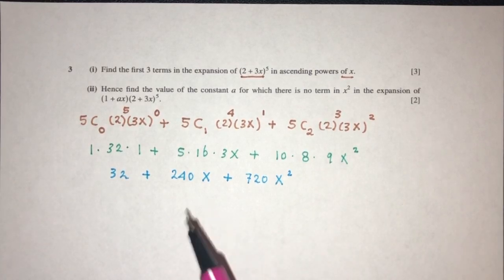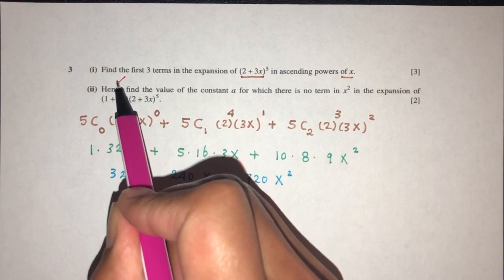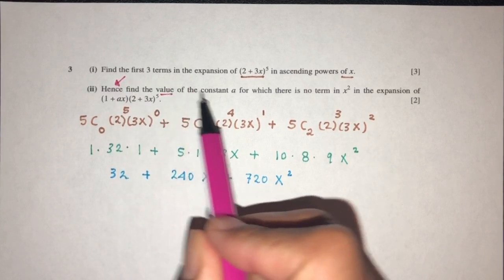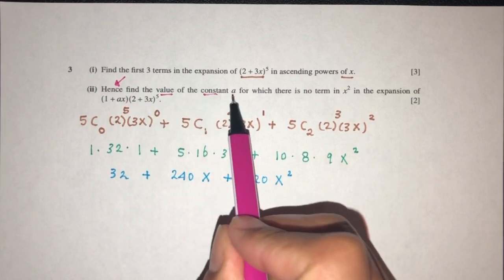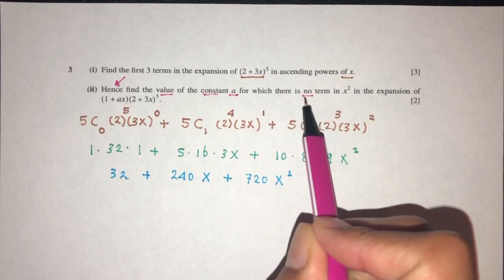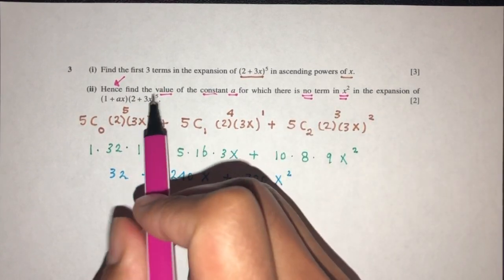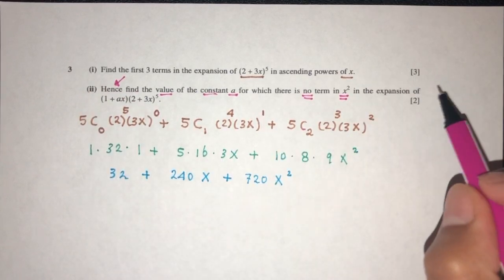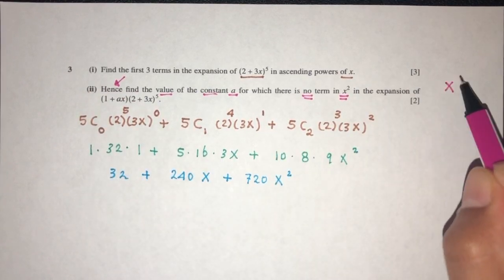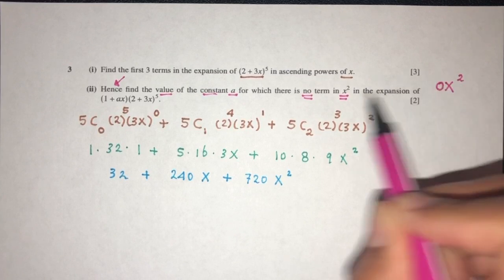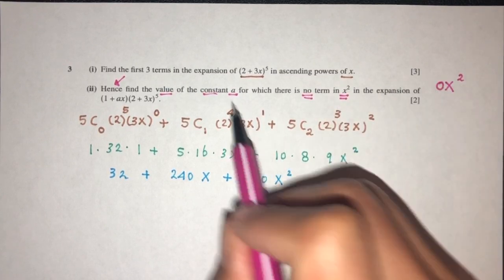Now part 2, hence it means we have to use the value from part 1. Find the value of the constant a for which there's no term in x squared in this expansion. It means that when you expand this whole thing, you will have a term x squared, but it will be 0 here. So nothing, no term in x squared. Find that value for it.